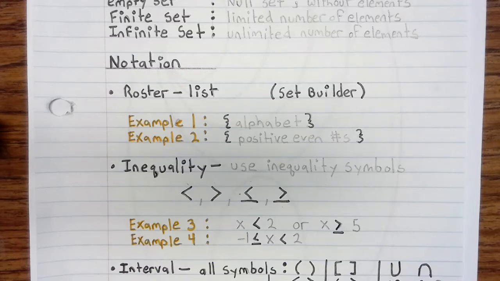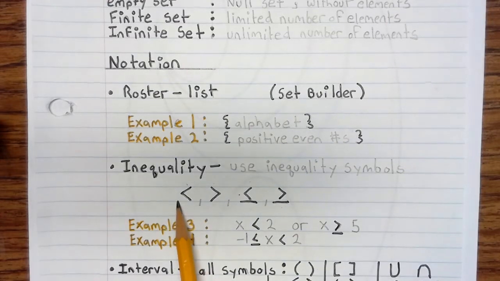Inequality. Use inequality symbols. Now, what's important to note about inequality symbols is they're read from left to right and right to left. So this says less than, but it also says greater than. This says greater than, but it also says less than. This says less than or equal to, but it also says greater than or equal to. This says greater than or equal to, but it also says less than or equal to.